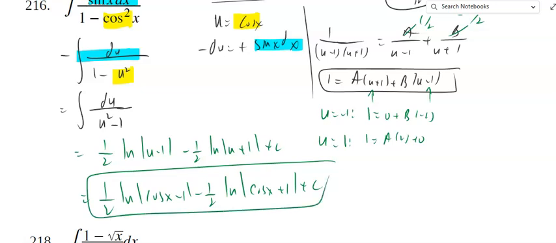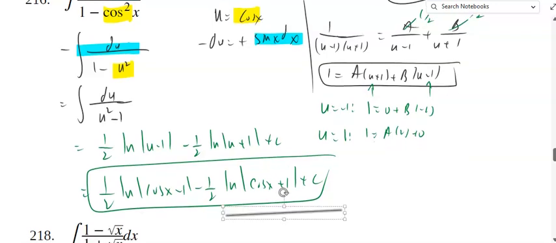And no need to simplify that in any way. It's good as it is. You could factor the 1/2 out. You could combine the terms into one. You could do a lot of things.